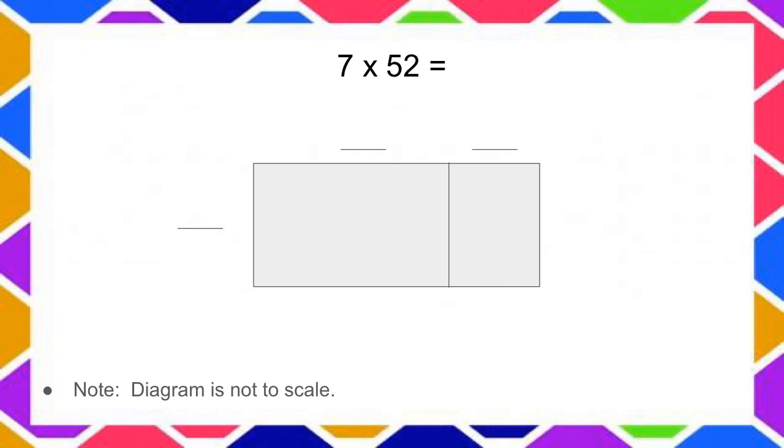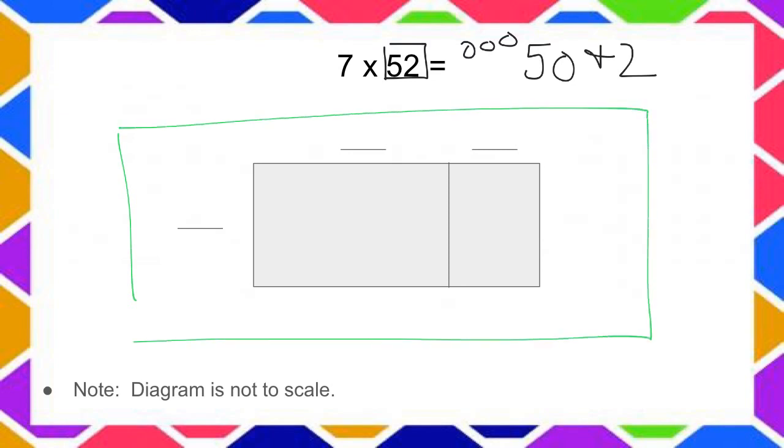So for example, this 52 right here, I can think about that as a 50 and a 2. And if I think about that as a 50 and a 2, I might take the 7 times the 50 and the 7 times the 2, combine those, and get my answer. So I'm going to use this diagram for the distributive property. It's sort of an area model. And so my 7 is going to go out here. And my 52, I'm going to split up into a 50 and a 2.